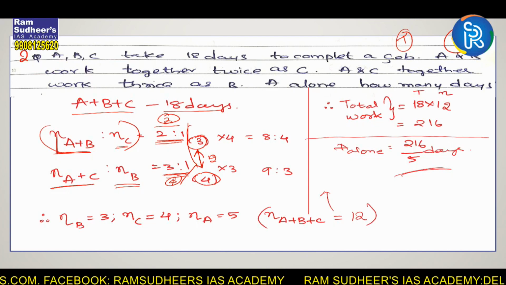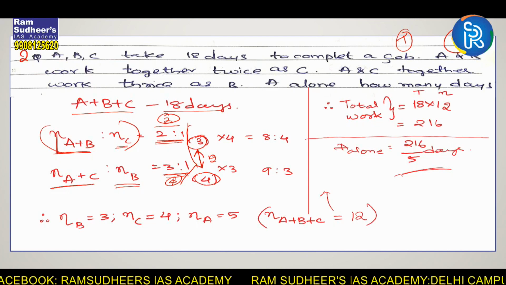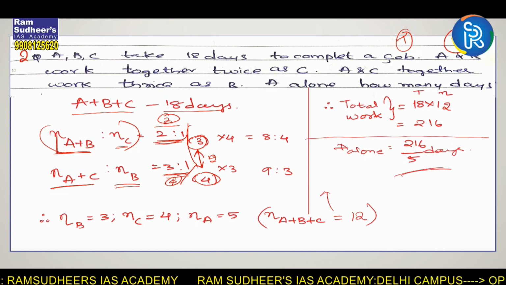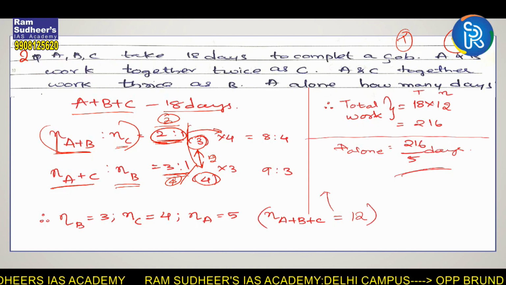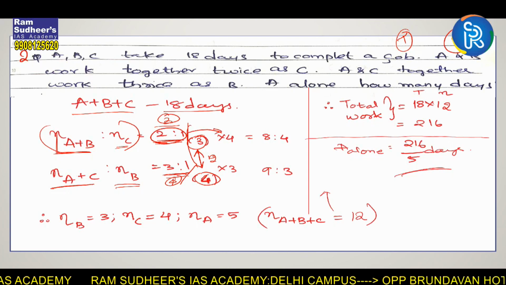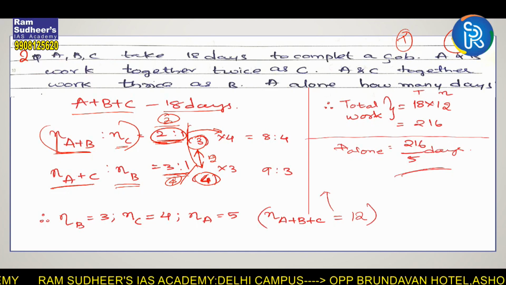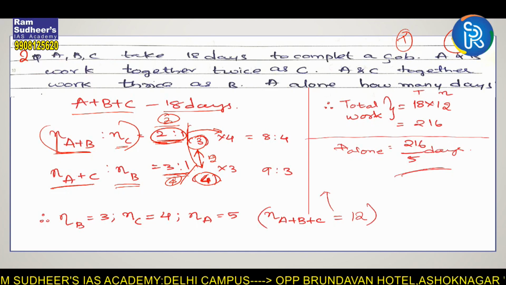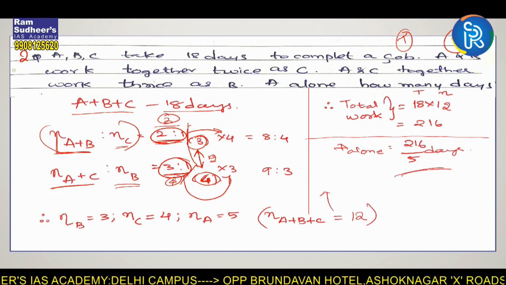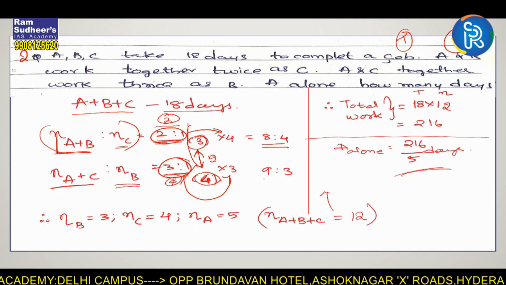I mean, to yield me 12. 3 to yield 12, it should be multiplied with 4. So this ratio will be multiplied by 4. And here the sum is 4, and 4 to yield 12, it should be multiplied with 3, and therefore this ratio is multiplied by 3. Our new ratio is 8:4 and 9:3.